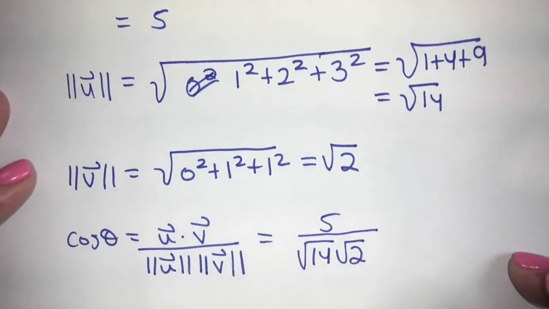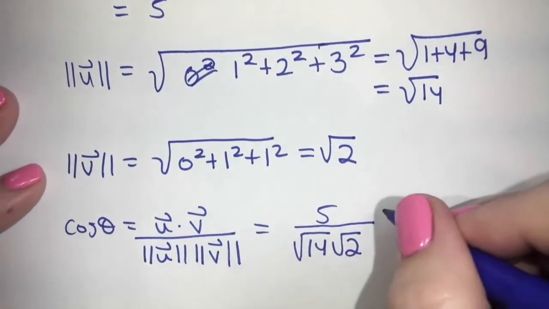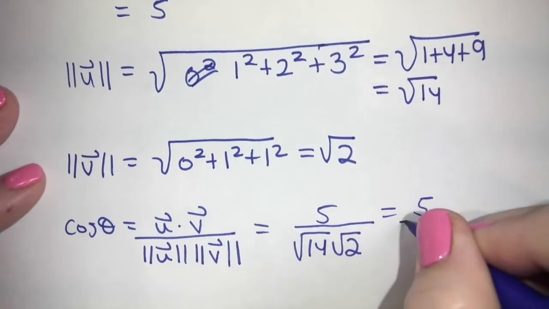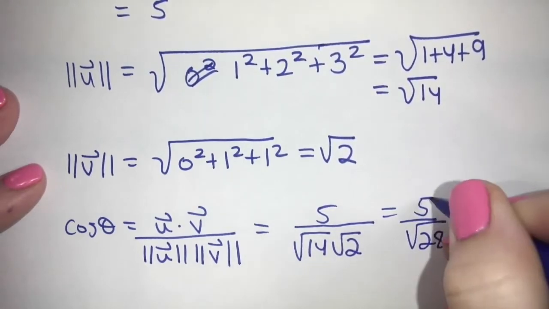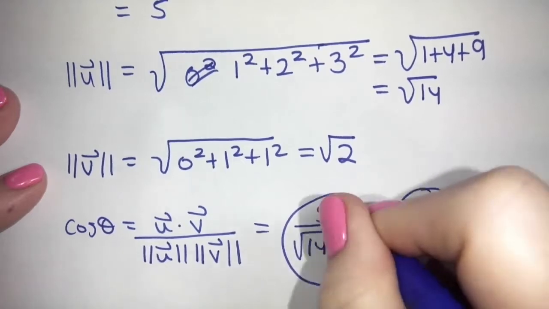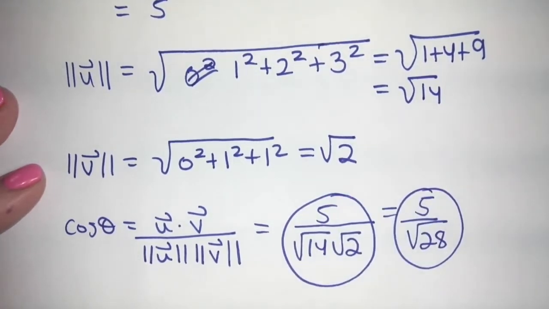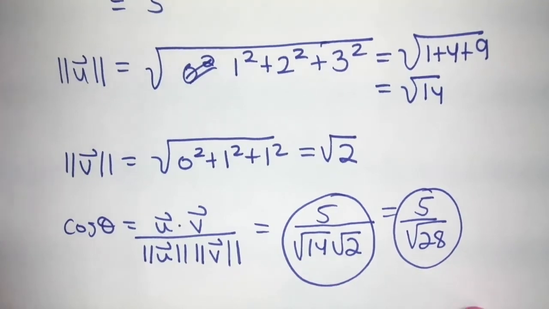Now you can leave it like that, or sometimes they will multiply and say root 14 times root 2 is root 28. So either of those answers are correct, and you'll see both of them on the exam. It just depends on the year. So either one or the other of these two will be on the exam as the answer.